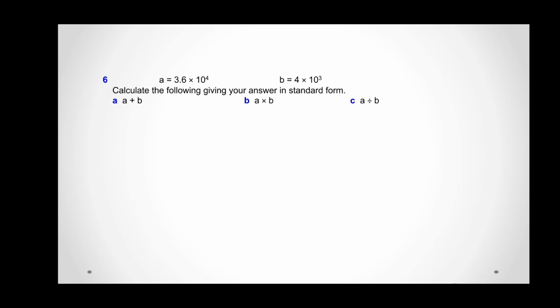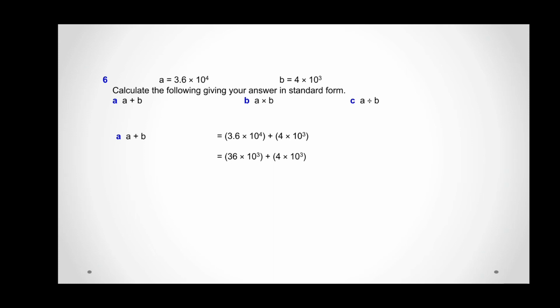Then a number is given, 3.6 into 10 to the power 4, and another number is given, 4 into 10 to the power 3. Calculate the following, giving your answer in standard form. So a plus b means you just have to add the two standard form numbers. But here the first number's power is 4, the second number's power is 3, so you can convert to the same power.